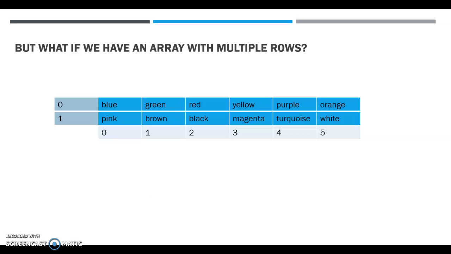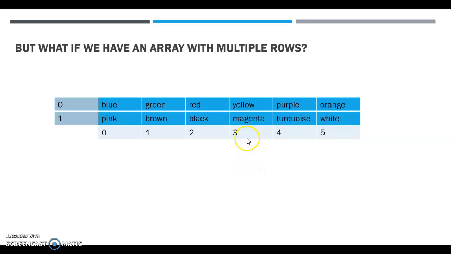But if we have an array with multiple rows, a two-dimensional array in this case, it presents us with a little bit of a problem. Let's say I wanted to print out the word brown. Well, let's just say magenta. I wanted to print out the word magenta.